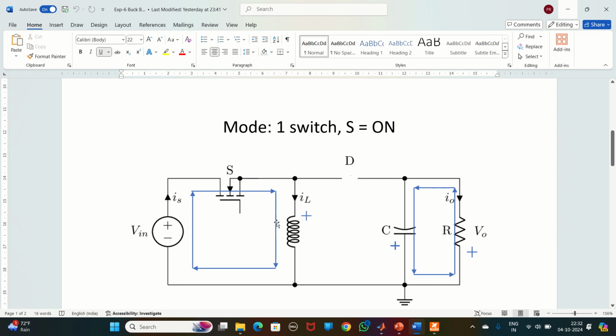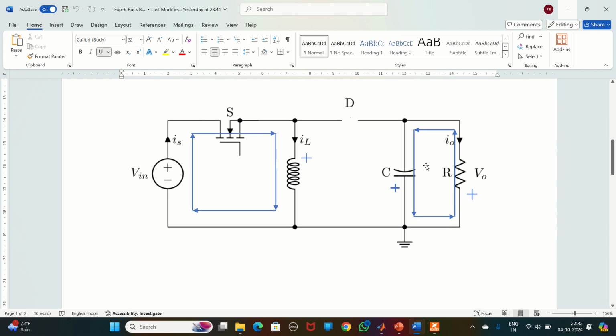If the time period is not sufficient, then it will go into the discontinuous mode. It depends upon the circuit and how we are going to design it. Here, if the I naught current reaches 0, then we call it the discontinuous mode.